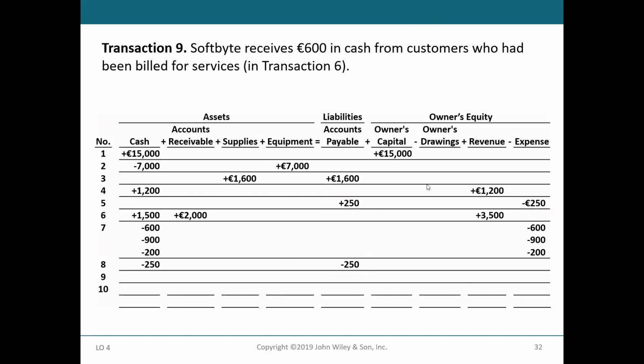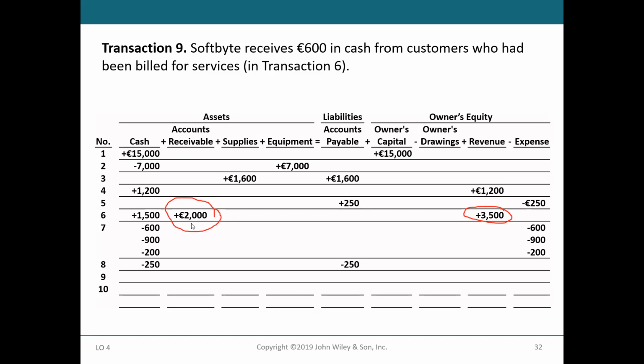Transaction number 9 says SoftBite receives 600 in cash from a customer who had been billed for services in transaction 6. Do you remember transaction number 6? In transaction number 6, we had 2,000 in accounts receivable that we billed the customer. We performed a service for the customer and received 1,500 cash, and the 2,000 is the amount that the customer owes us, or the amount that we're going to receive from the customer in the future.